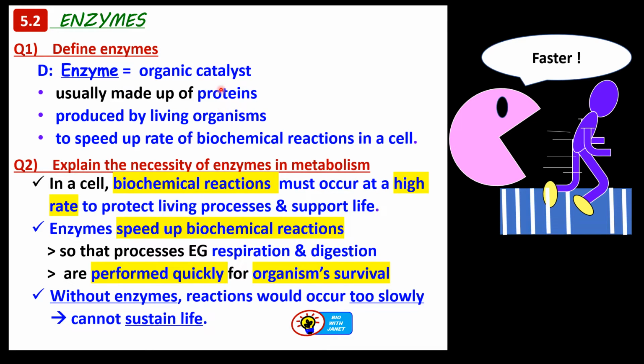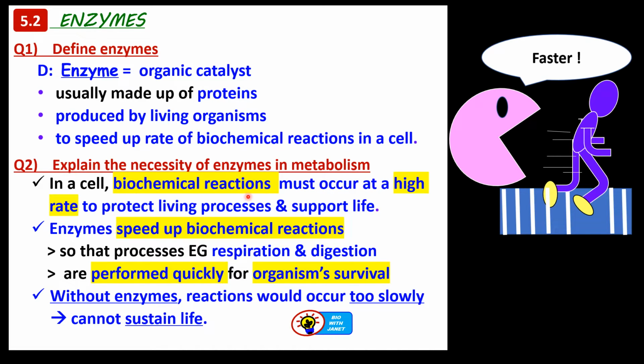Next, we come to the definition of enzymes. An enzyme is an organic catalyst, okay? That means it is made by living things, usually made up of proteins, produced by living organisms to speed up the rate of biochemical reactions in a cell, right?